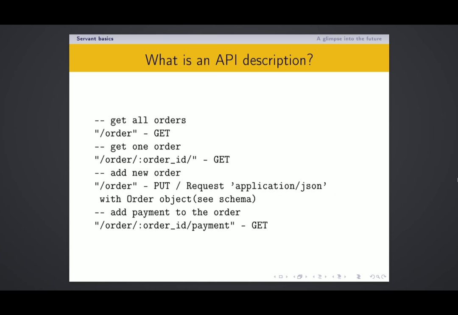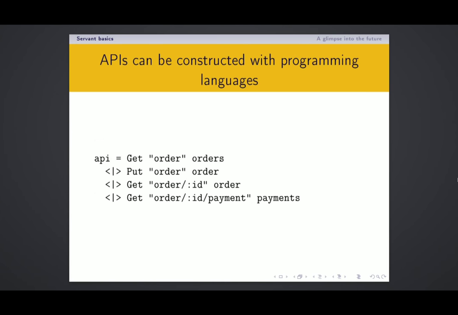And why am I so excited about the API description? We see this kind of stuff pretty frequently. When we browse through the documentation to some service we are going to use, we see stuff like this, and we can describe it pretty intuitively in a programming language of our choice. This is one example. Let's imagine this DSL is not the real DSL from Servant. It's just one way to describe an API.